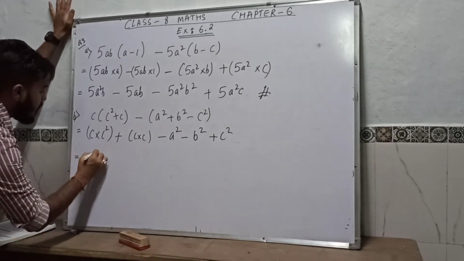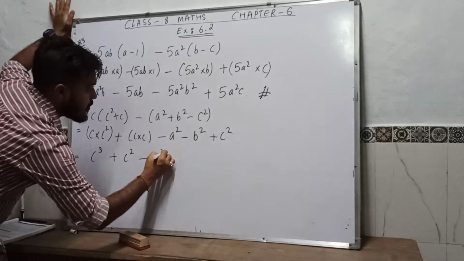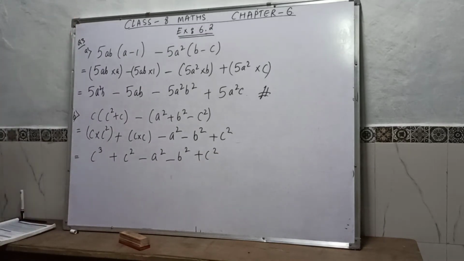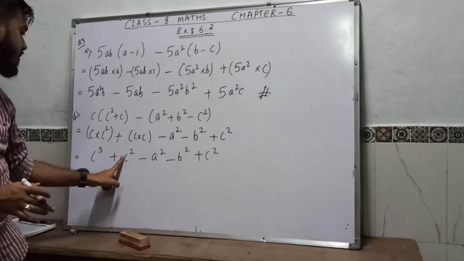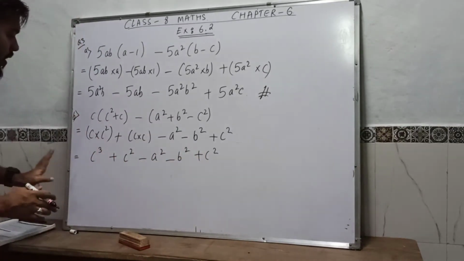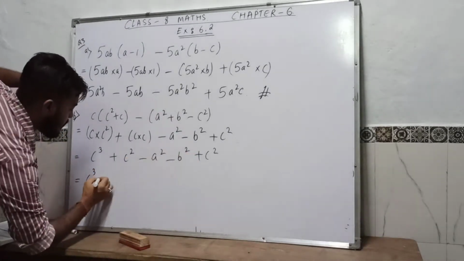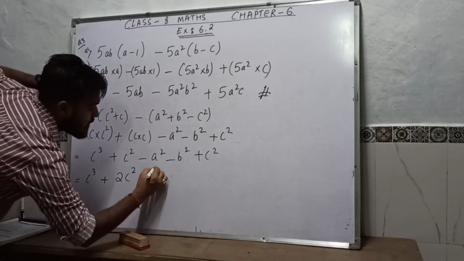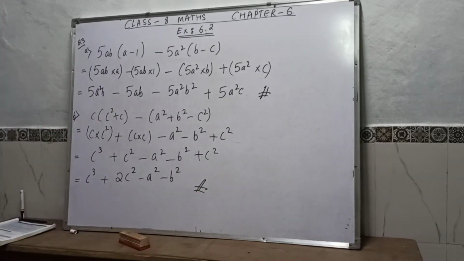Now c into c square will give you c cube, c into c will give you c square, minus a square, minus b square, plus c square. Okay. Do we have anything similar here? We have something similar here, right? C square and c square. Here I have 1 times c square, here I have 1 times c square. We can add them. So c cube, c square plus c square will give you 2 times c square. Okay, minus a square minus b square. Okay, so this is our solution.